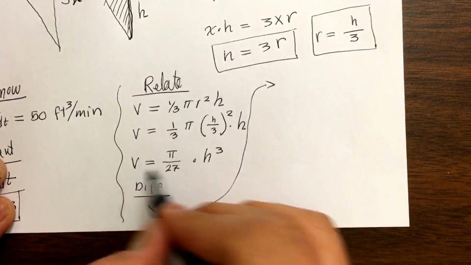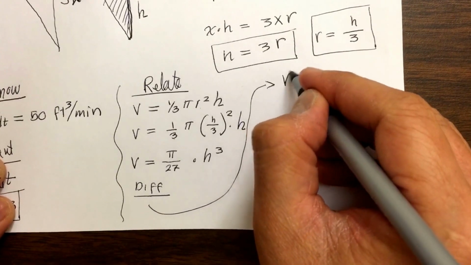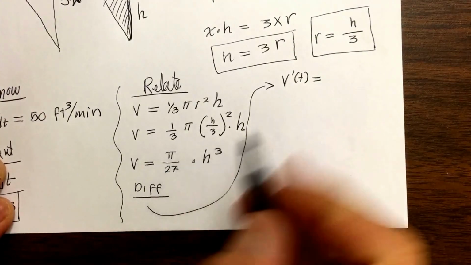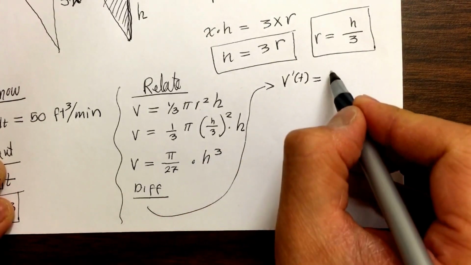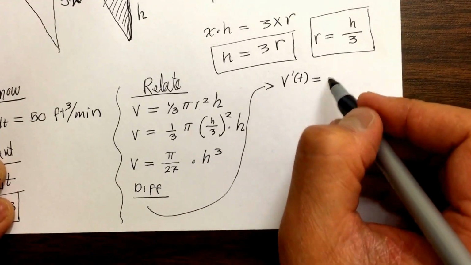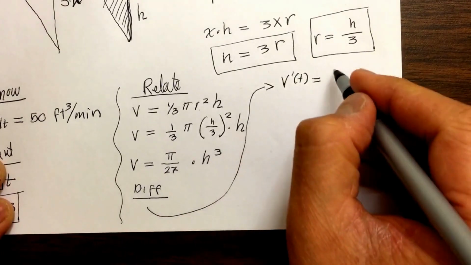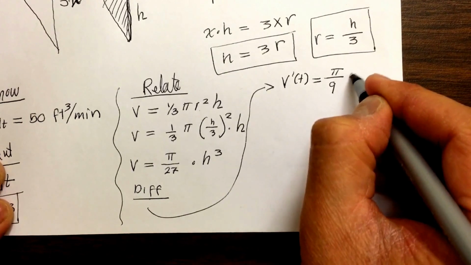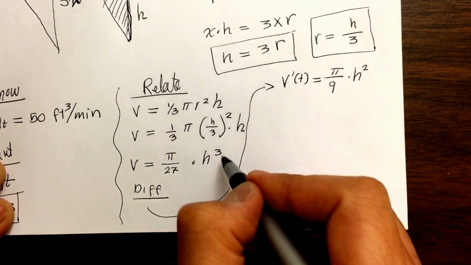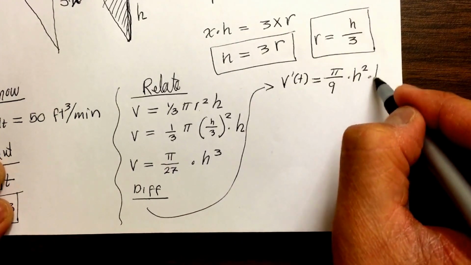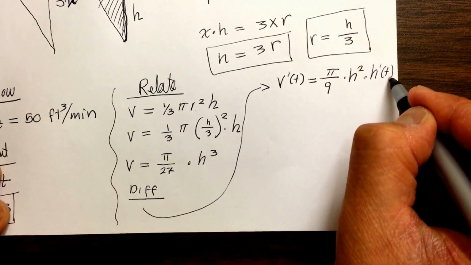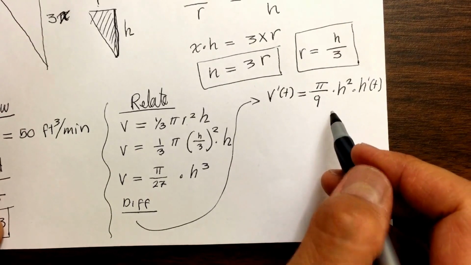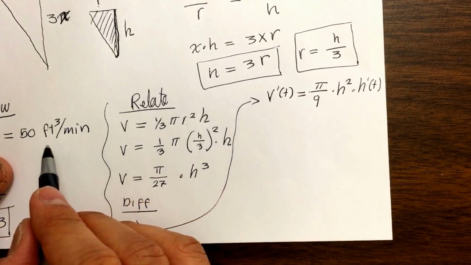So volume is a function of time, so is h. So the derivative of volume, we call that v prime. The derivative of this guy over here, you bring down the 3, so it will cancel out with the 27. So what you have left is pi over 9 times h squared, because you take 1 away, you multiply that by h prime. Okay, so we're ready to plug in our information here. We know that the change in volume is 50.